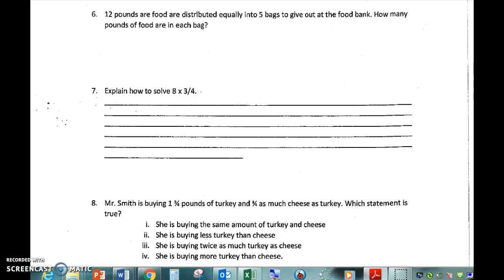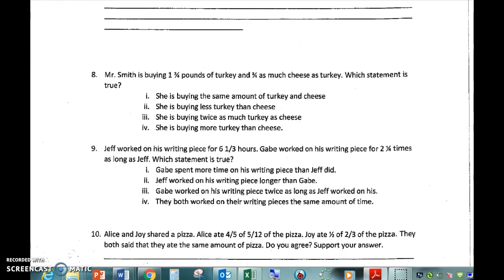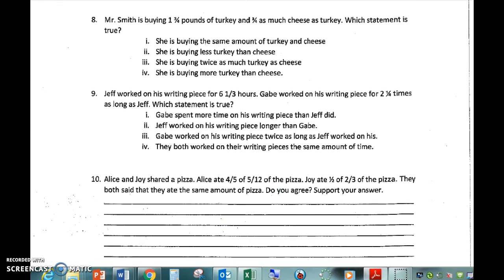and go away. All right, number 8. Mr. Smith is buying 1 3/4 pounds of turkey and 3/4 as much cheese as turkey. Which statement is true? This is kind of a tricky one in terms of language, okay? Mr. Smith is buying 1 3/4 pounds of turkey and 3/4 as much cheese as turkey. So go ahead, give this some thought, and then I'll be back when you come back.